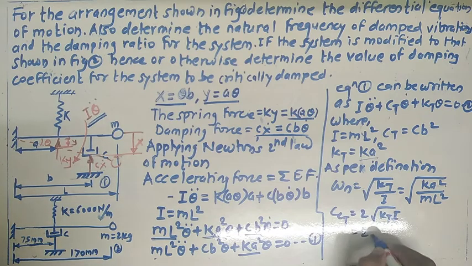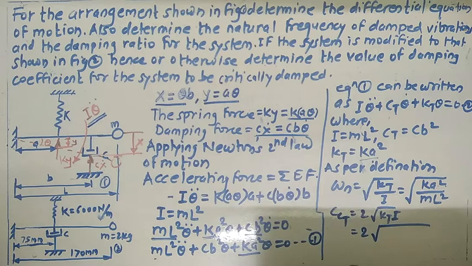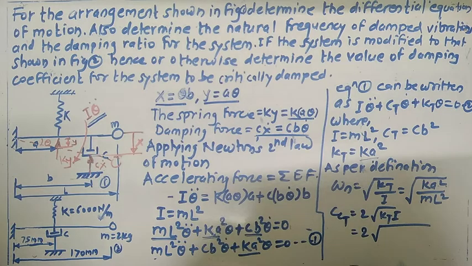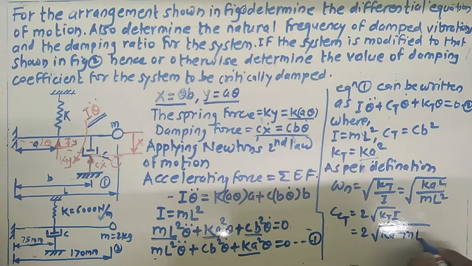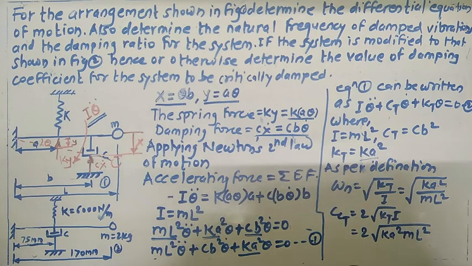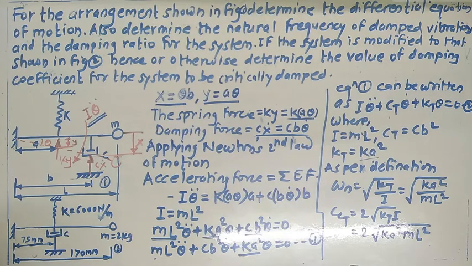So what about the kt? kt is nothing but ka square, and I is nothing but ml square. I hope it is visible to you. In the next step, just simplify the term and get the next relation. I'll erase this portion.